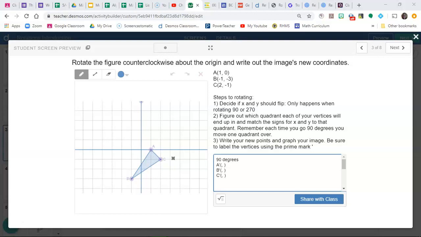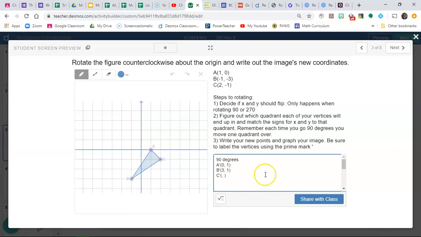So again, this is what makes it a little bit weird. But actually a lot of the rules stay the same, okay? So for 90 degrees, we're going counterclockwise in this case. So instead of going around to the right, we're going to be going around to the left. So first thing, we're going 90 degrees, so we got to decide if the x and y should flip. So because it's 90 degrees, they will. So instead of 1, 0, it'll be 0, 1. Instead of 1 and then a 3, it'll be a 3 and then a 1.